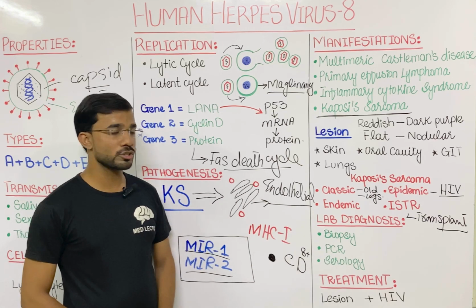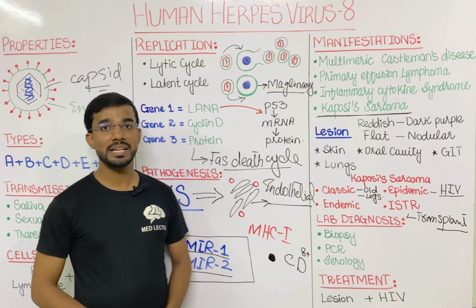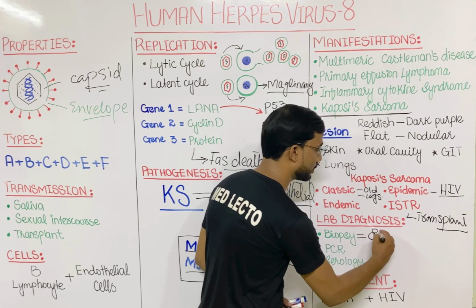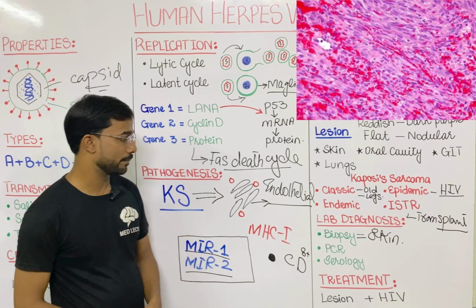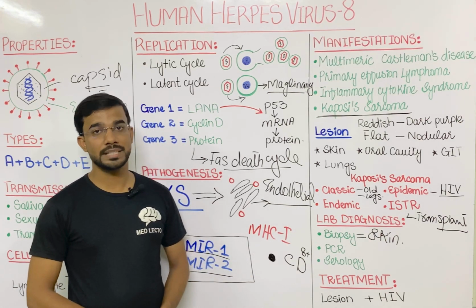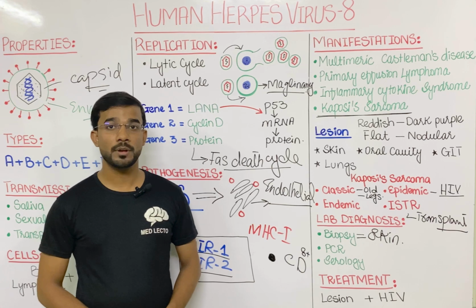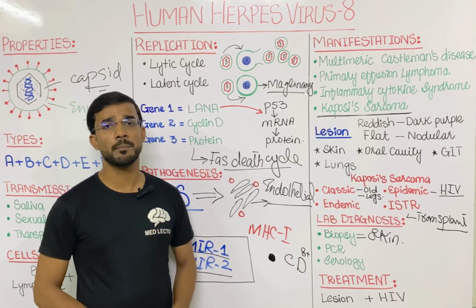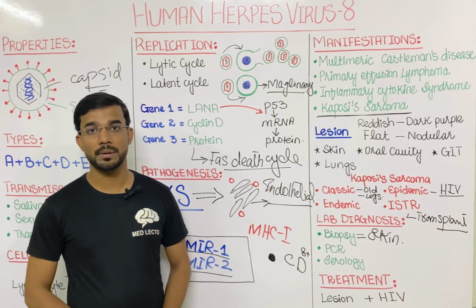Next, if we look at the lab diagnosis, we can diagnose it through biopsy. We can take a biopsy of the skin lesions and check it in the laboratory, and we will detect the spindle cells. Next is PCR. We can detect the DNA of the virus in the spindle cells, because the DNA will be present in the spindle cells of the biopsy. So we can also go towards PCR, and we can also go towards immunohistochemistry. And next is serology. We can detect the antibodies in the blood of the patient.